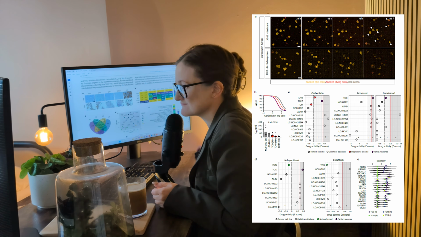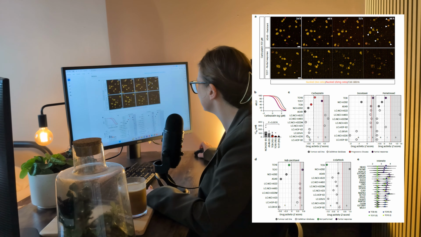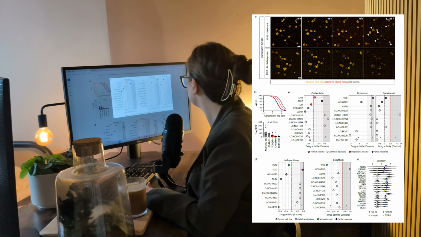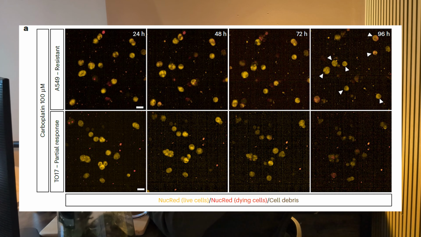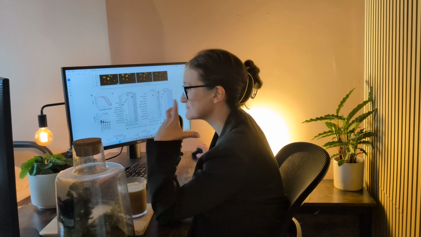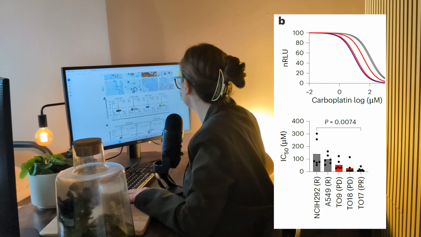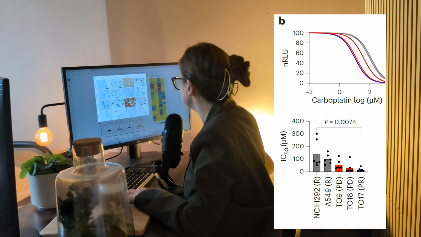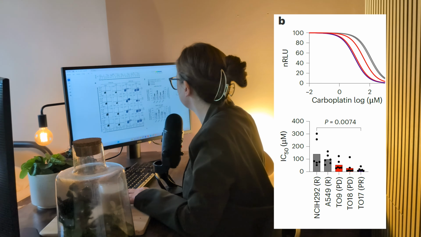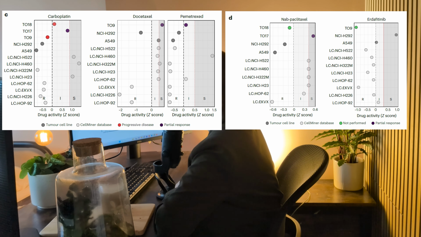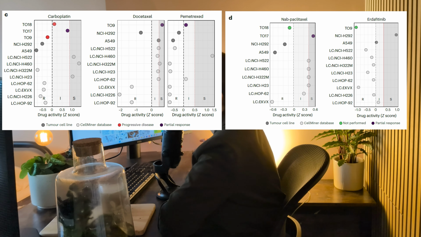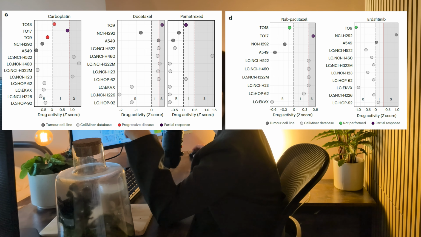Figure 3 shows that lung tumouroids can model individual patient responses to therapy. In Panel A, live cell imaging tracks tumouroid viability following treatment, visually distinguishing sensitive and resistant responses over time. Panel B quantifies these effects, showing dose-response curves and IC50 values for standard chemotherapies, directly comparing tumouroids with reference lung cancer cell lines. In Panel C and D, experimental responses are normalized and aligned with large pharmacogenomic datasets, demonstrating that tumouroid drug sensitivity mirrors each patient's clinical outcome.